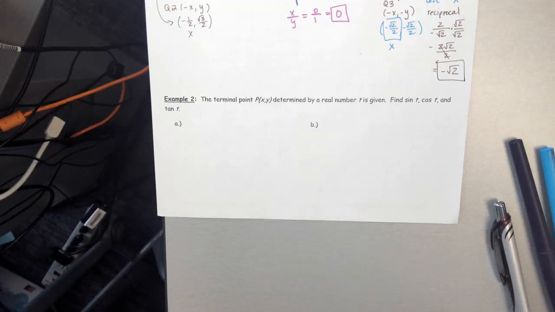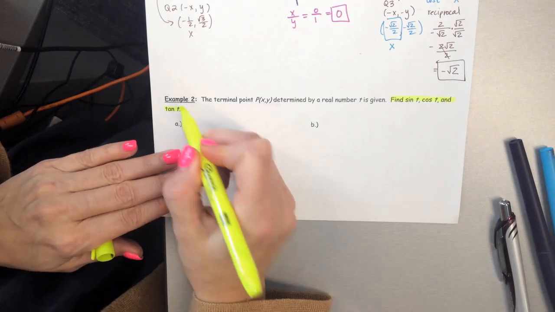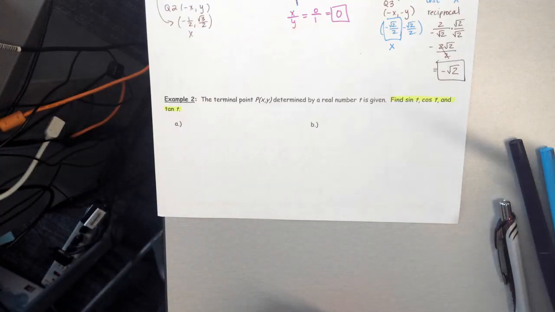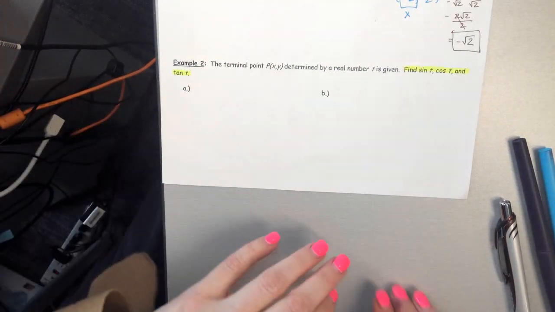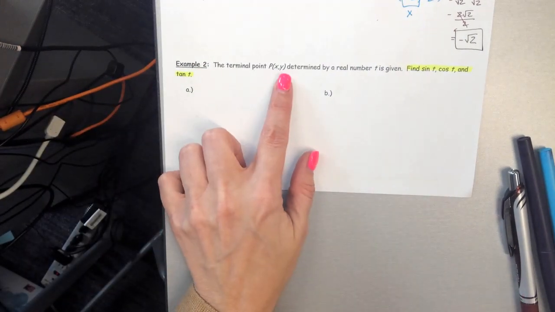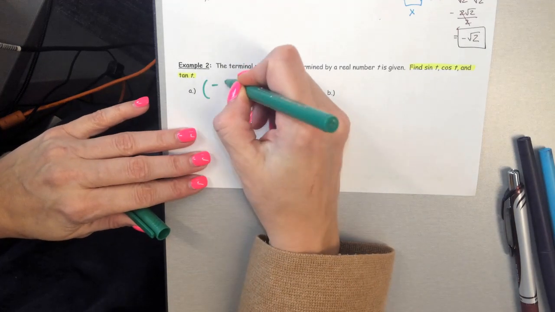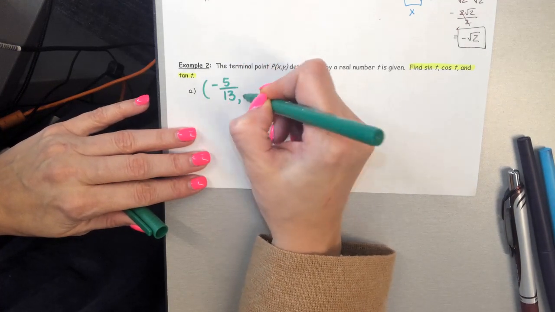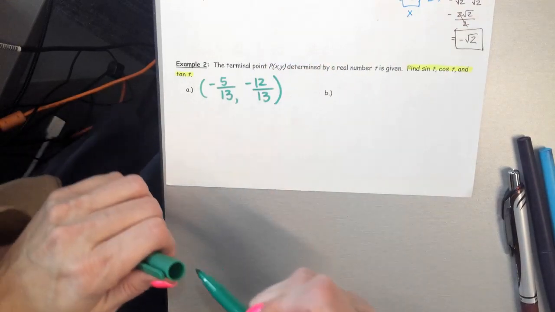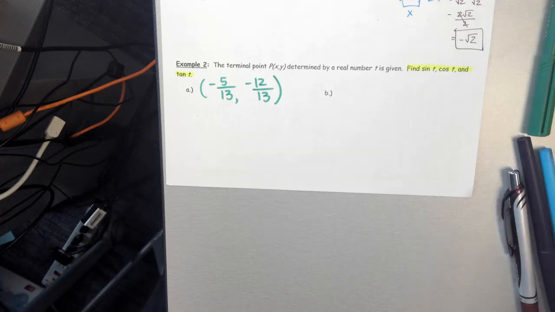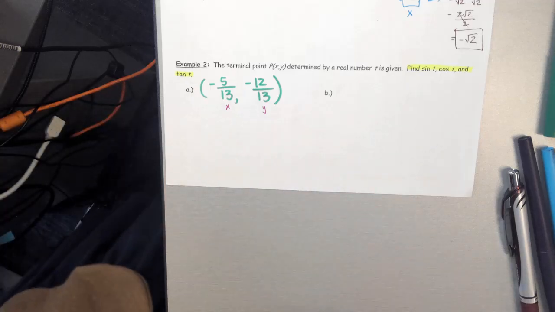All right, and then the last thing we're doing today is finding the sine, cosine, and the tangent when there is a real number t given and a terminal point is determined by that real number. So what that means is this point is on the unit circle. So if that point is on the unit circle, this is your x, this is your y.